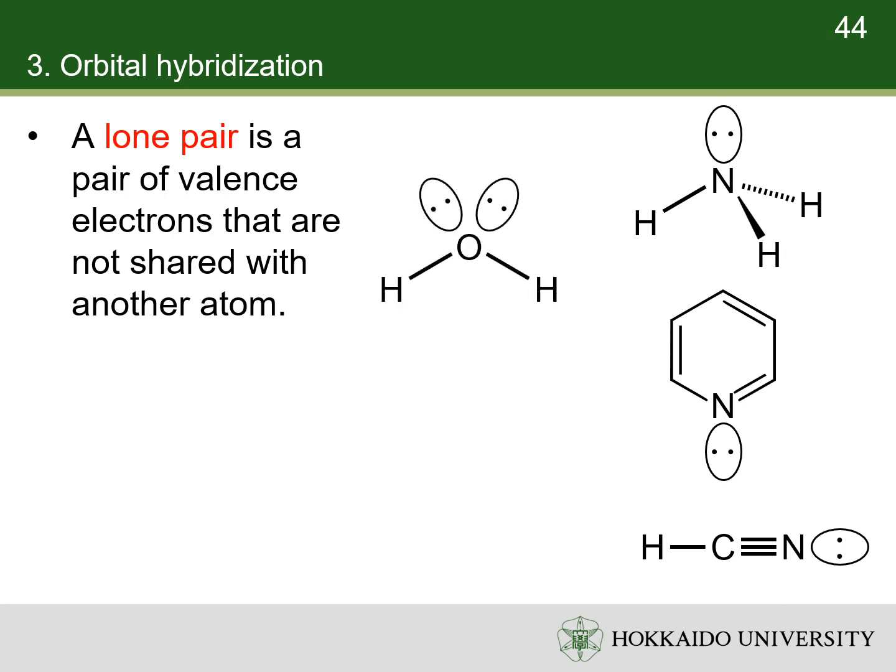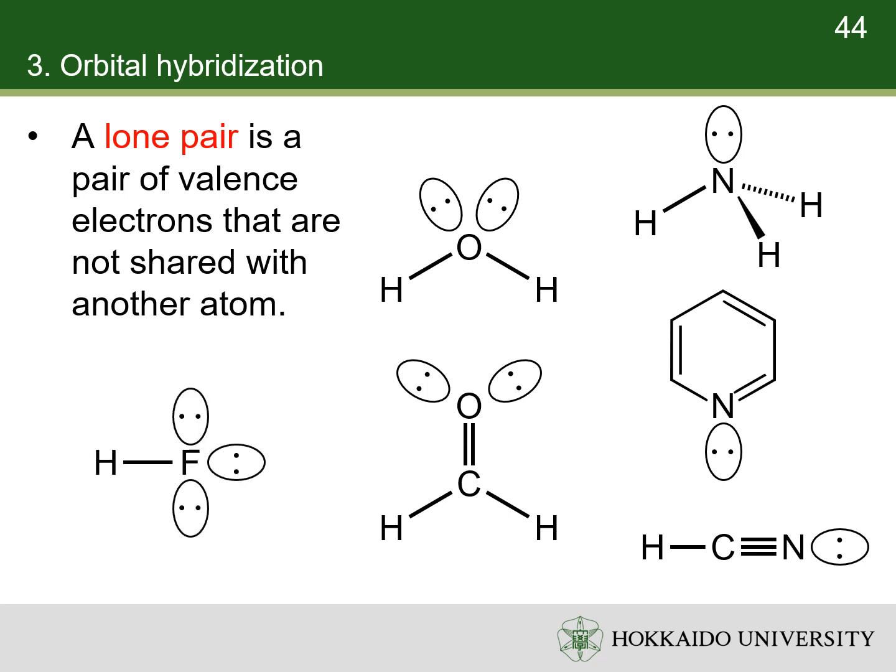2 lone pairs can be found with atoms in the chalcogen group. In water, the oxygen atom has sp3 hybrid orbitals and forms 2 sigma bonds and 2 lone pairs. In formaldehyde, the oxygen atom has sp2 hybrid orbitals and forms 1 sigma bond, 1 pi bond and 2 lone pairs. The halogens can carry 3 lone pairs. In hydrogen fluoride, the fluorine atom has sp3 hybrid orbitals and forms 1 sigma bond and 3 lone pairs.